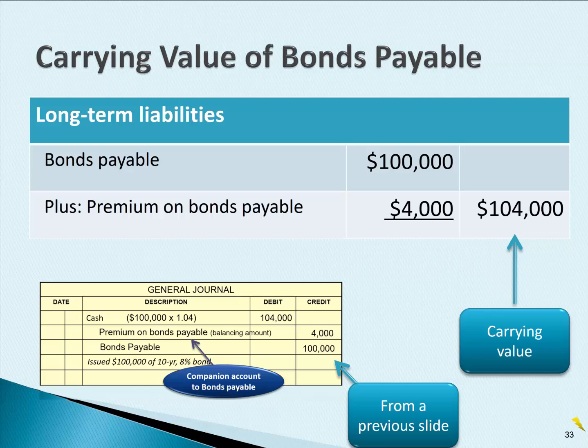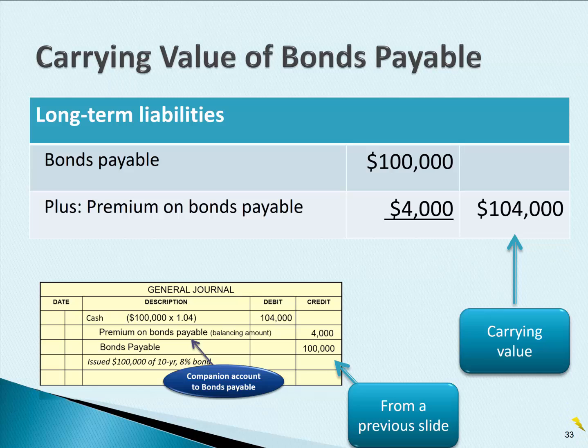The bottom section of the slide shows a journal entry from a previous slide where we issued bonds and received 104% of maturity value, probably because the interest rate on our bonds was higher than other bonds. This created the need for the premium on bonds payable account.